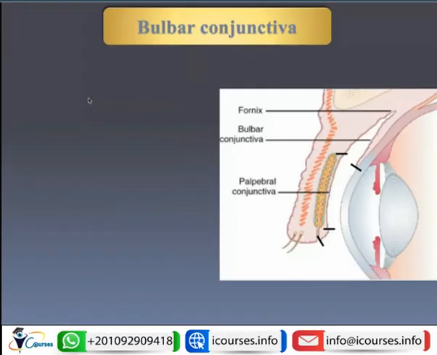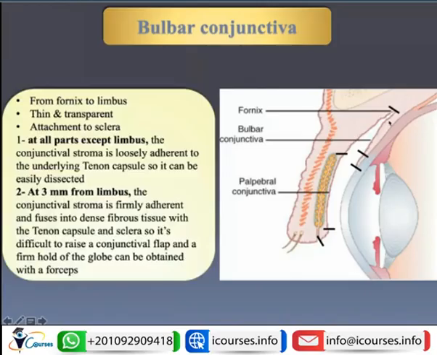Bulbar conjunctiva, finally, is the part from the fornix to the limbus. It is divided into two main parts. The first part is loosely adherent. It is from the fornix until 3 millimeters from the limbus. This part is loosely adherent to the underlying Tenon capsule so that it can be easily dissected. However, from the limbus to 3 millimeters, the Tenon capsule and the bulbar conjunctiva are firmly adherent to each other and fused to the sclera.